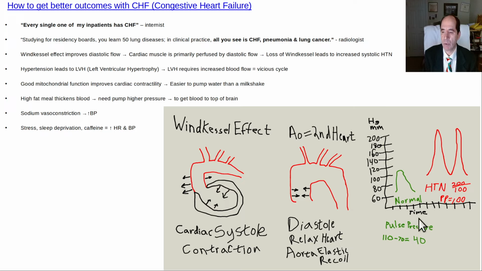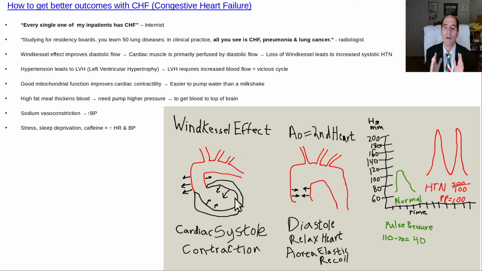So if you look at a blood pressure, the top number is systole, cardiac contraction. The bottom number is diastole, cardiac relaxation. So a lot of this blood flow is generated by the elastic recoil of the ascending thoracic aorta. And it's named after that thing that looks like a little accordion that you blow air onto the embers of a fire. It's called a Windkessel.